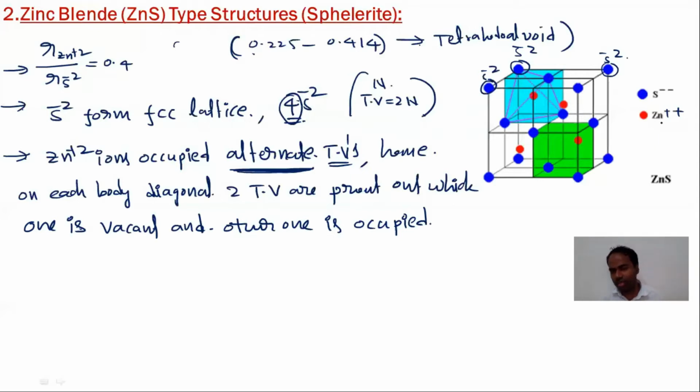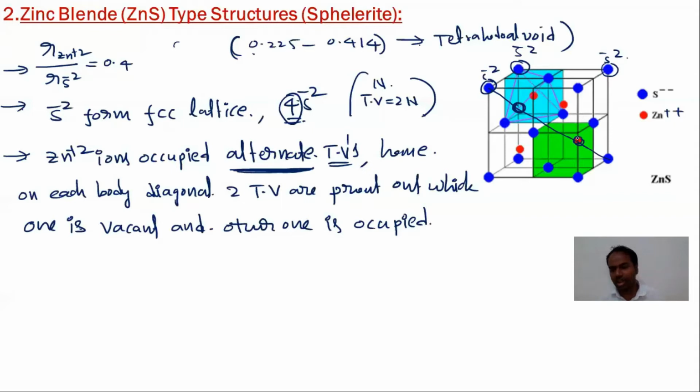And what about Zn+2? Zn+2 ions are present on each body diagonal. Each body diagonal generally contains how many tetrahedral voids? 2 tetrahedral voids. Let us take one body diagonal. This is the body diagonal passing through the body and 2 corners. Here, what is this one? This is a tetrahedral void. There is a tetrahedral void here, but this is vacant, it is not occupied. On this body diagonal, 2 tetrahedral voids are there. Out of these 2, one is vacant and the other is occupied by Zn+2 ions. That is the meaning of alternate tetrahedral voids.